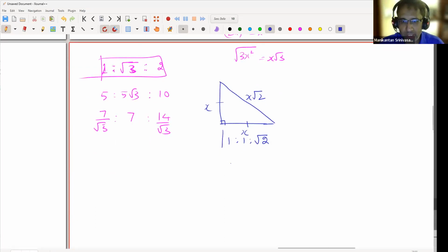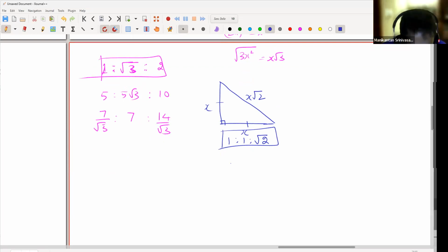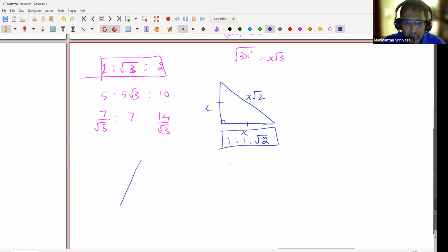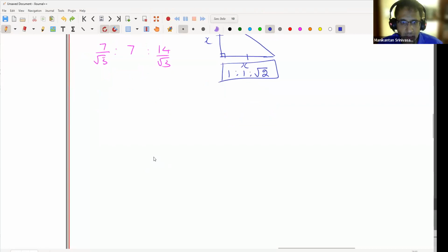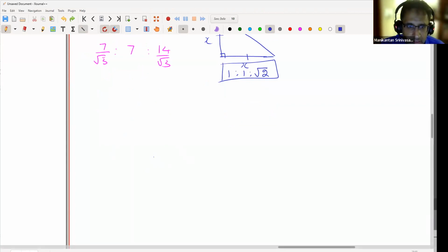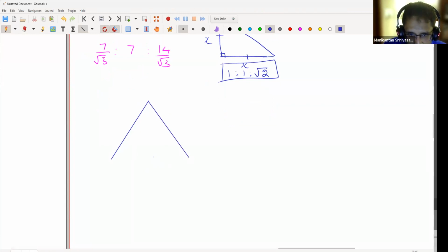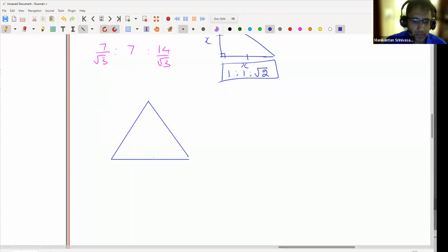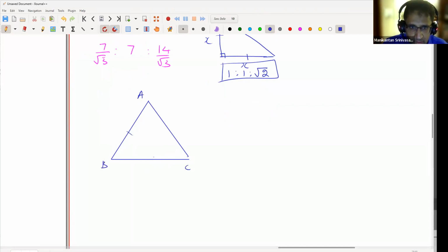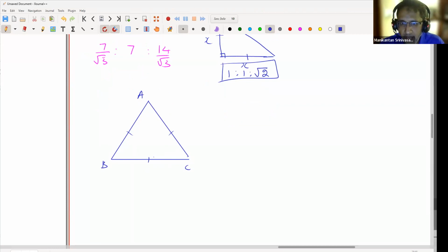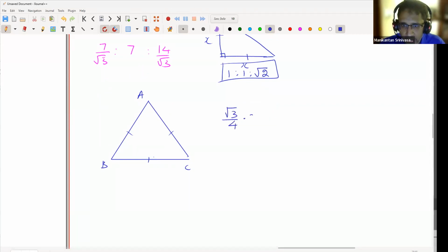So yeah, these two ratios are important, guys. So always focus on those. In an equilateral triangle, okay, I think I have to resort to the physical line. Okay, this is an equilateral triangle. In an equilateral triangle, the area is √3/4 into side square. S is the side length.